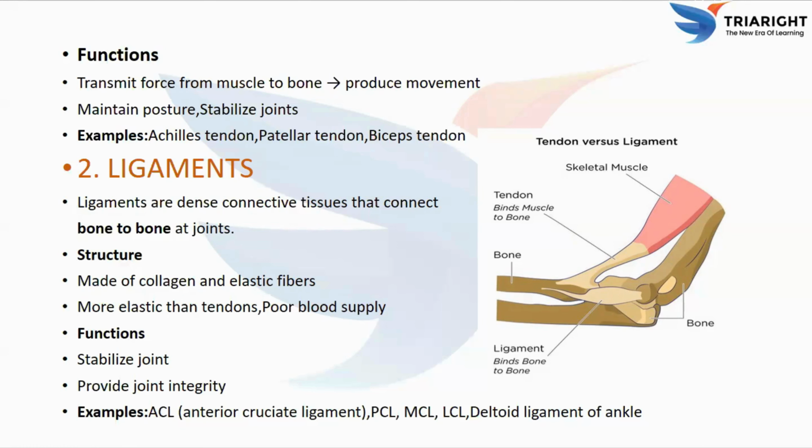So what is the structure of the ligaments? It is made up of collagen and also elastic fibers, where the collagen gives strength, whereas the elastic fibers give stretchiness. So it is more elastic than tendons. This allows small movements within the joints, and these ligaments also help prevent the bones from dislocating. Poor blood supply, like tendons. These ligaments have a poor blood supply, and they are slow to heal after an injury.